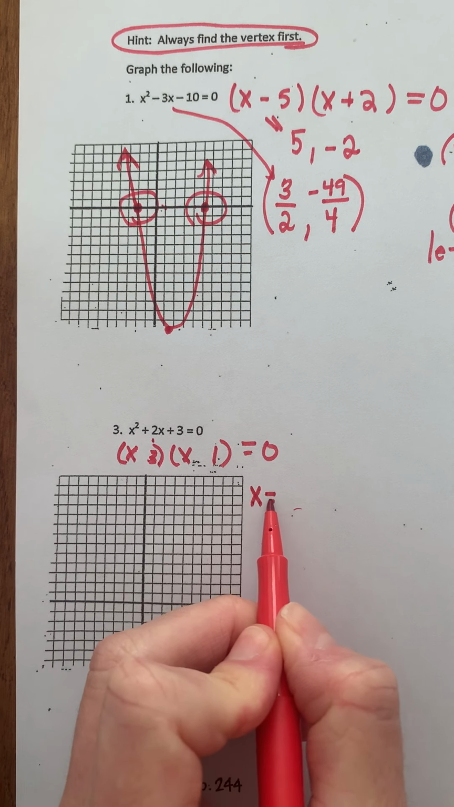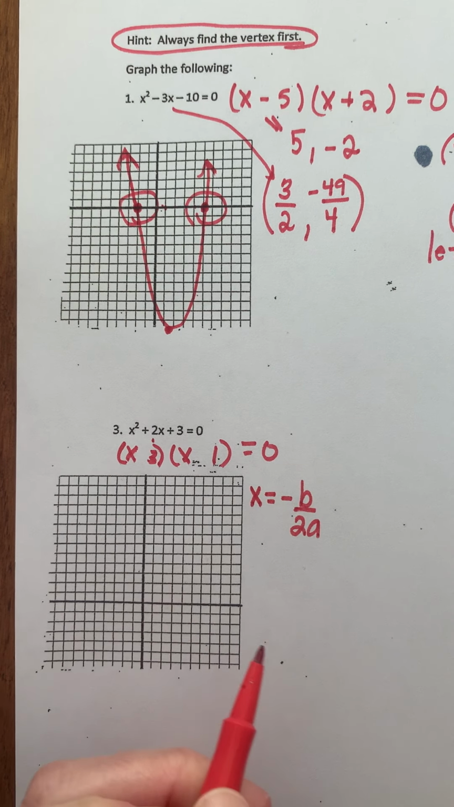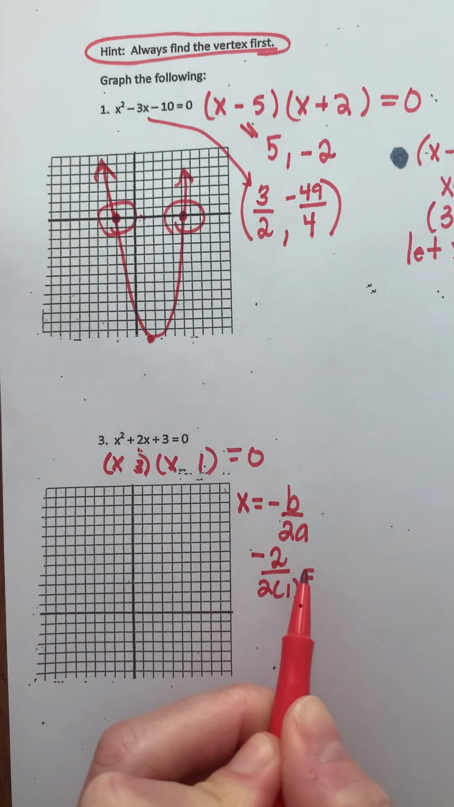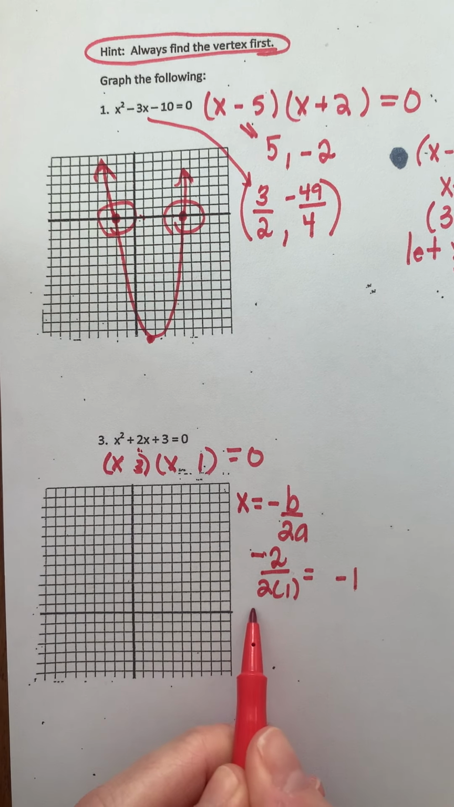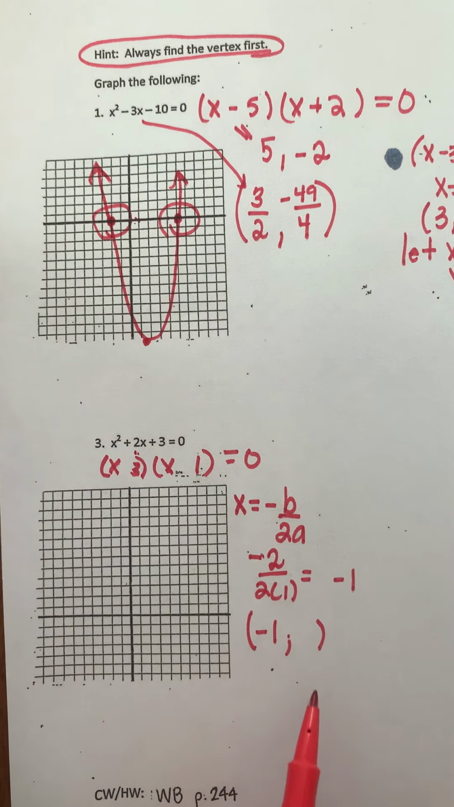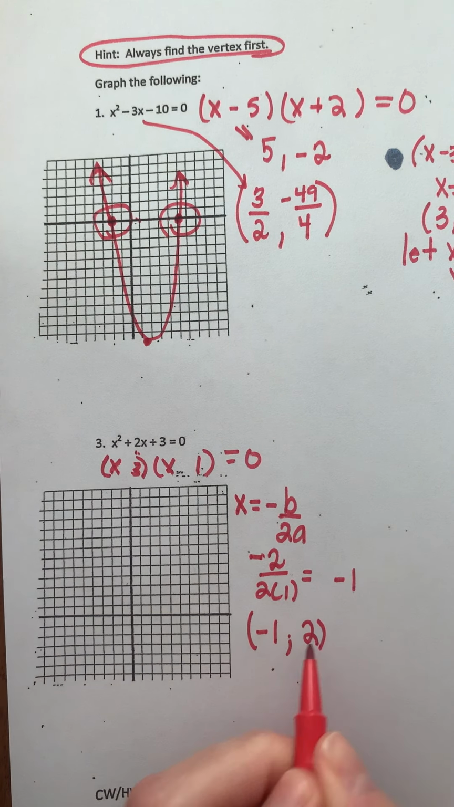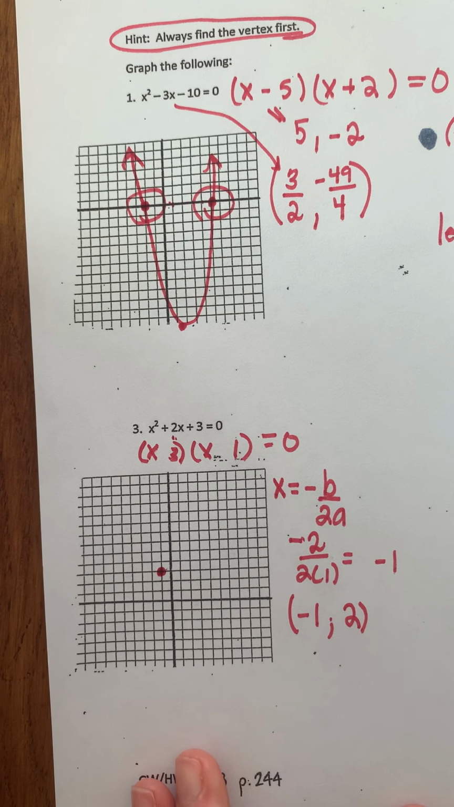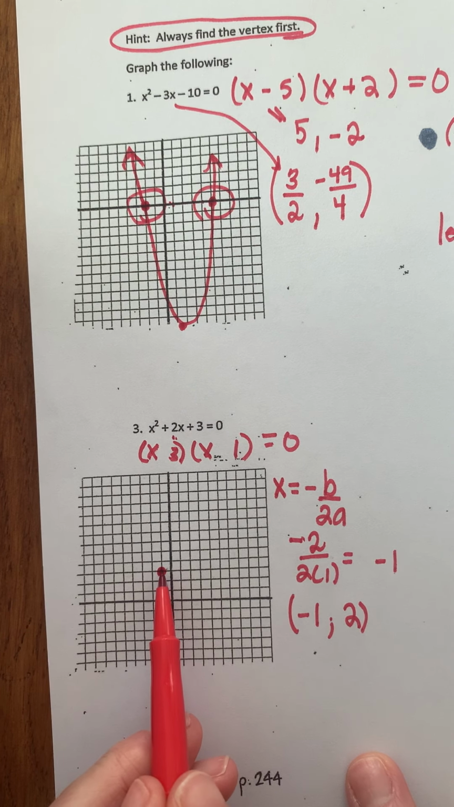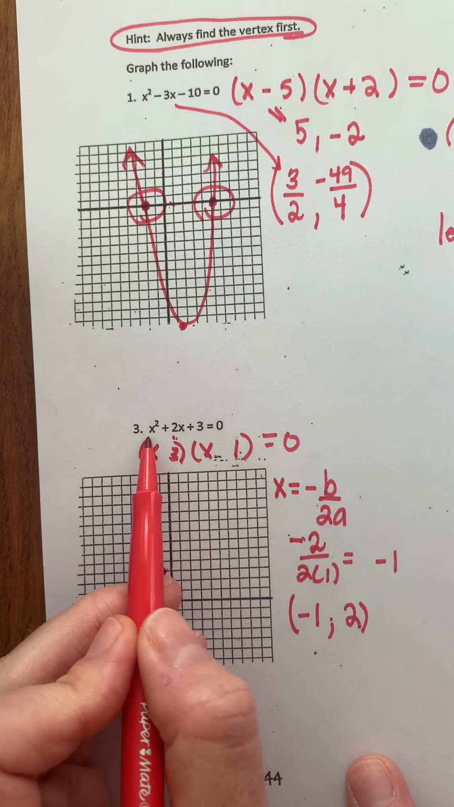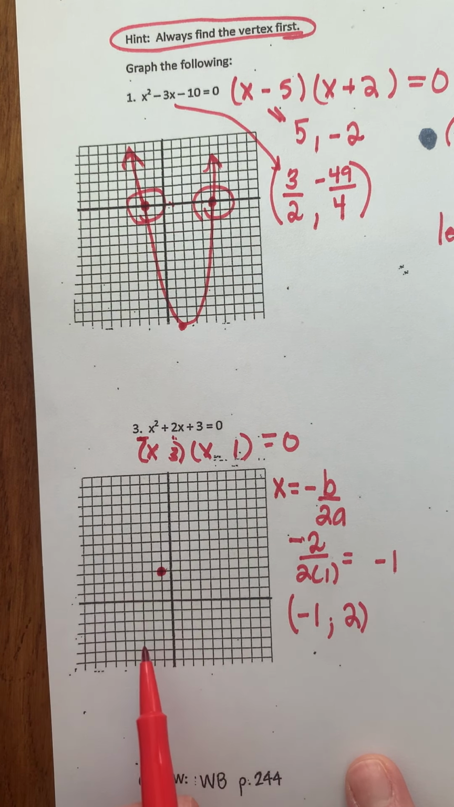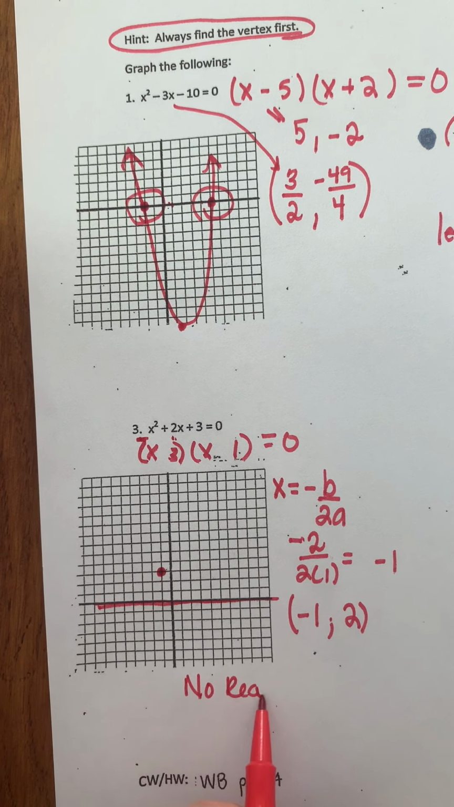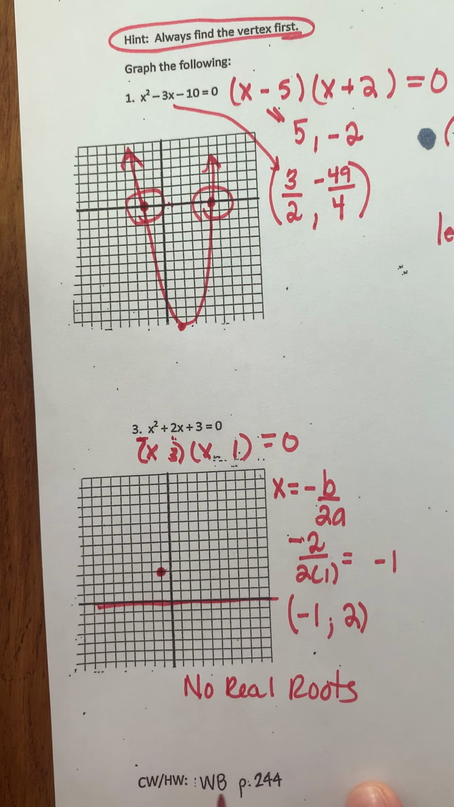So we're going to say x is negative b over 2a. We're going to find that vertex. So it would be negative 2 over 2 times 1. Negative 2 over 2 is negative 1. Plug that negative 1 back in. I'm just going to tell you the answer so we save time. It's 2. So negative 1, 2. So this is where you want to ask yourself, is this opening up or down? This is positive. It's going to open up. Will it ever cross this? Nope. So it'd be no real roots. But you would still need to round that out a little bit.